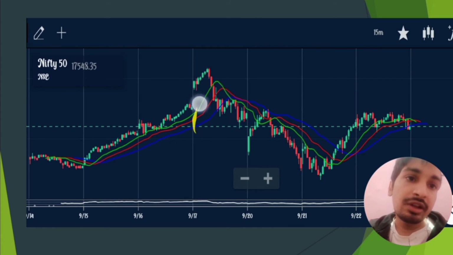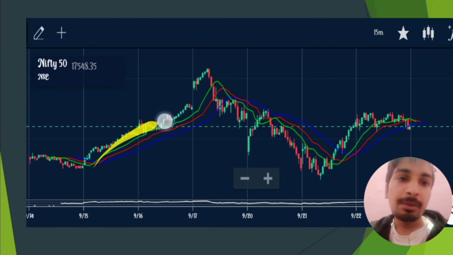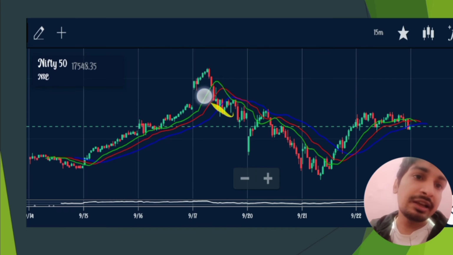Here, the green, sorry, not the lip, the green candle. You can see the green candle, the upper lip, has gone up. The green line that you can see is going upward, so the trend is upward. It has broken both and the distance has increased, so it's a strong uptrend. Here the green line has gone down.